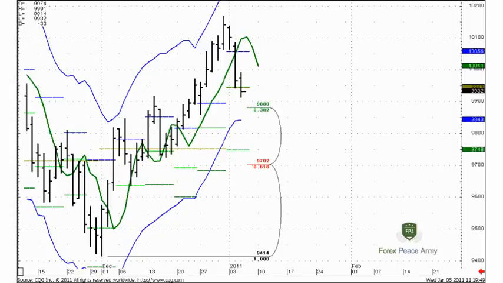Hello everybody, welcome to the technical analysis from the ForexPeaceArmy.com. Today we will shift to the Australian dollar. Well, despite that Euro also has shown a nice move to the downside, the Australian dollar has a definite pattern that could be traded in the beginning of today's trading session.